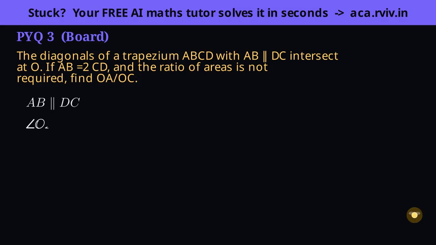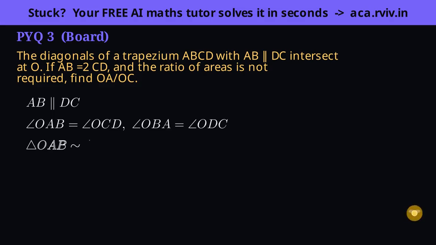Diagonal AC gives alternate angles. Angle OAB equals angle OCD. Diagonal BD gives another pair. Angle OBA equals angle ODC. Two pairs of equal angles secured. Two equal angles is the AA criterion, so triangles OAB and OCD are similar. The order OAB to OCD records the matching.